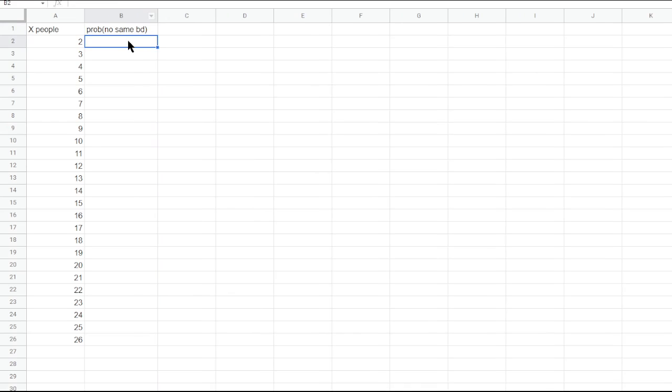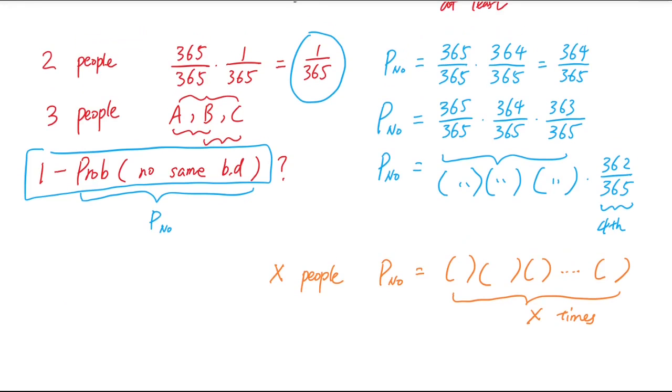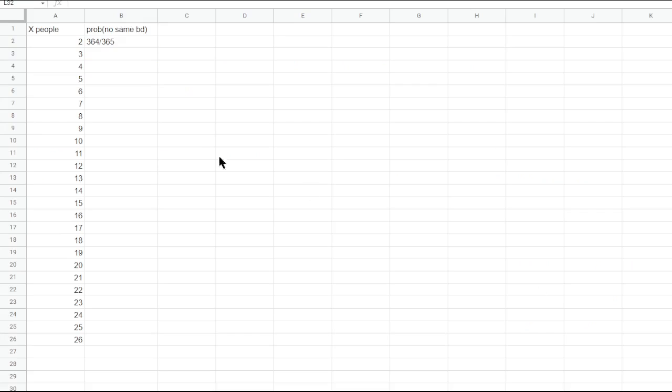So for 2 people, it's going to be 364 divided by 365, right? You remember that from this case here, where it's 364, and then the next one you just do 363 over 365, and then the next one it will be 362 over 365. So how do we put that pattern into Excel?